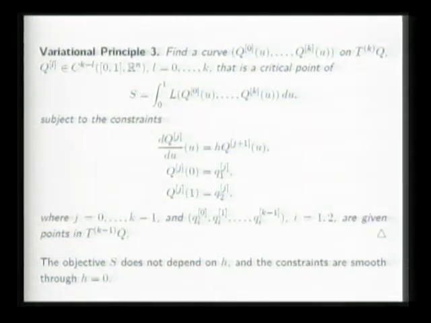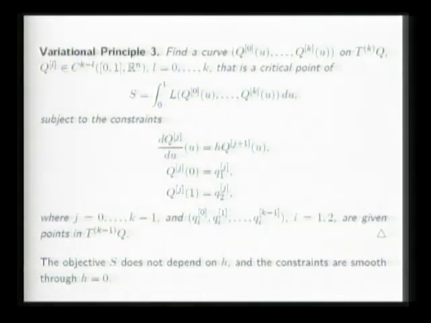The last one. So you're looking for a critical point of this, subject to the derivatives becoming this, and the boundary values are exactly the same at 0 and 1, given values for the curve. Now, the objective does not depend on h. The constraints do. They have an h here, but it is a smooth dependence.